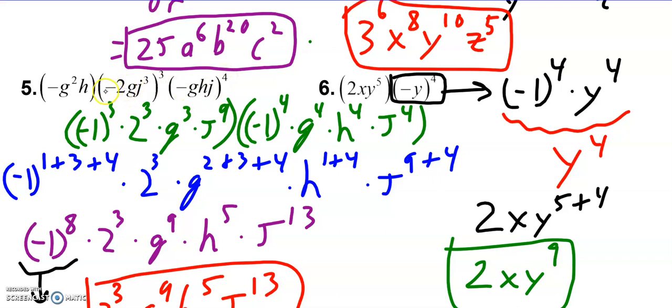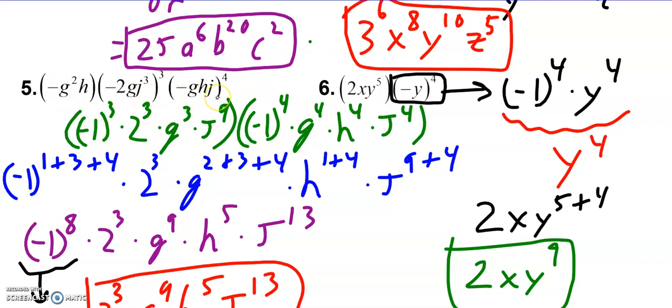So the first thing I did was simplify the middle grouping and the last grouping. So I distributed the exponent of 3. I think of this as negative 1 to the third times 2 to the third times g to the third times j to the ninth, because I multiply the exponents. Here, this negative, I thought of as negative 1 to the fourth, and then g to the fourth. Here, this h gets raised to the fourth, and this j also gets raised to the fourth.